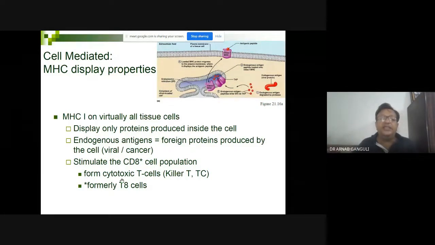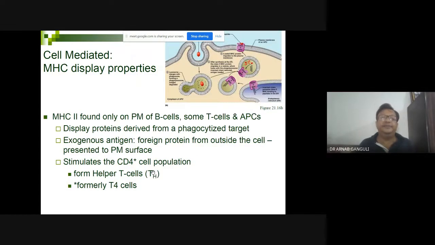So what do they do? They stimulate CD8 cell production. What are CD8 cells? CD8 cells are cytotoxic T cells which express the CD8 receptor. CD8 receptor is for killer T cells. Cytotoxic T cells, formerly they were called T8 cells. MHC2 is found only on the plasma membrane of B cells, some T cells, and antigen presenting cells like macrophages, neutrophils.